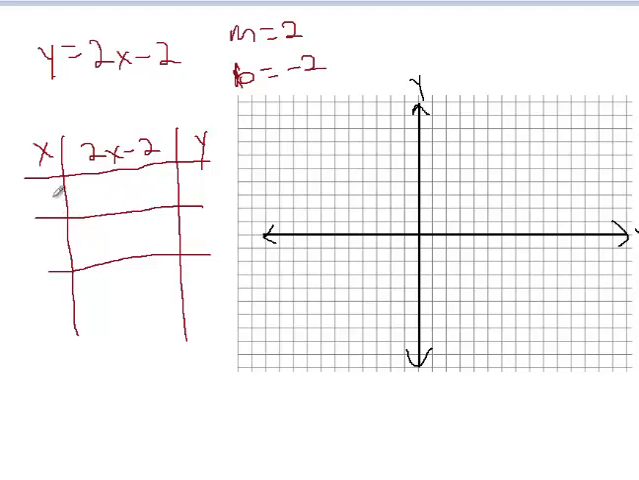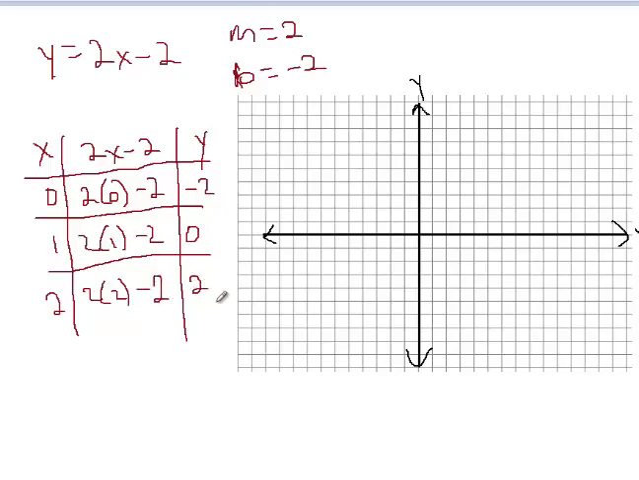Pick any three random values for x. It makes no difference what you pick. I'm going to pick 0, 1, 2. And figure out, based on this x value, what y is going to be. Substitute this number for whatever x is. So in this case, it's 2 times 0 minus 2, which is negative 2. If we substitute the 1 for the x, we've got 2 minus 2, which is 0. If we substitute 2 for the x, we've got 2 times 2, which is 4, minus 2, which is 2. Now we've got 3 points.